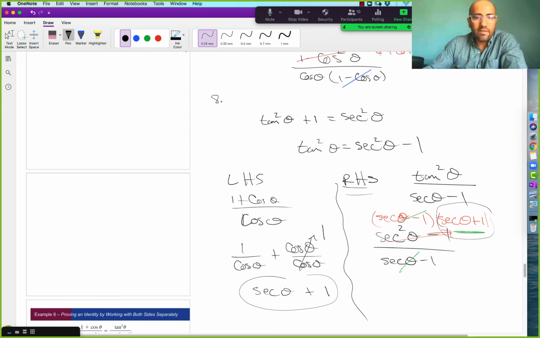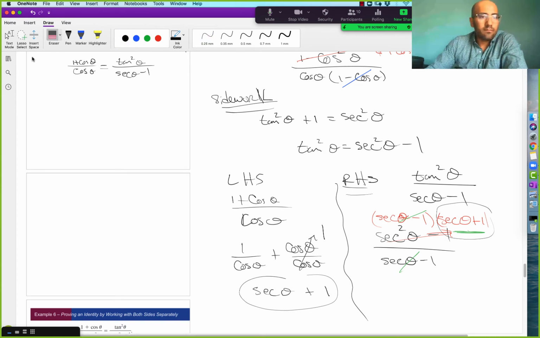Right, so having this as side work allows me to formalize another nice proof for this. Proof, and let me repeat it again at this point. Proof that 1 plus cosine of theta over cosine of theta equals tangent squared theta over secant theta minus 1. Okay, so prove this is true.